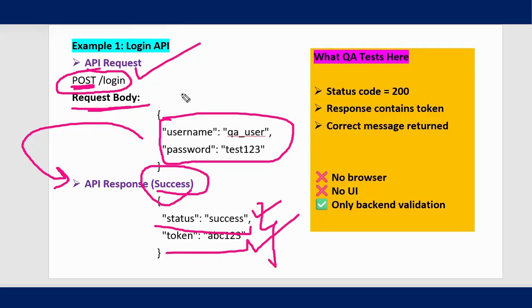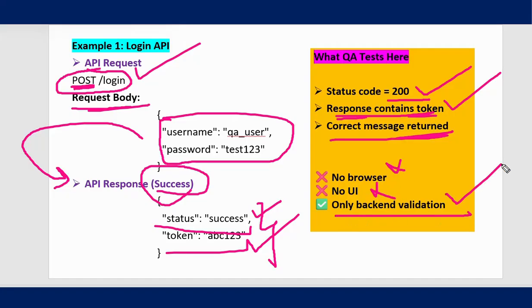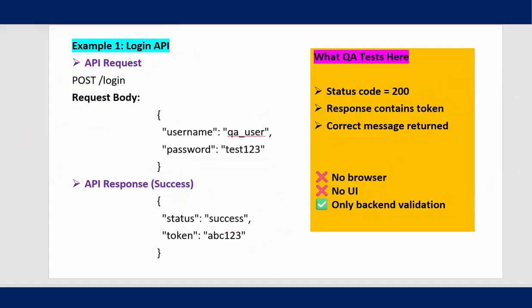So what kind of testing are we doing here? We are checking the status code, whether it is 200 or not. We are checking whether the response contains the token or not, and we are checking whether the correct message is returned or not. Here there is no browser yet, there is no UI yet, only the backend validation is going on in this API, right? And now let's see if I have one more example.